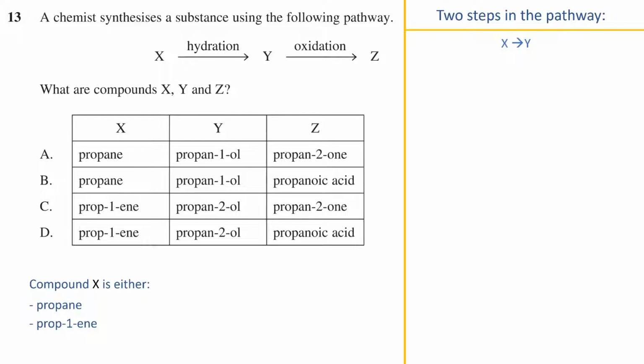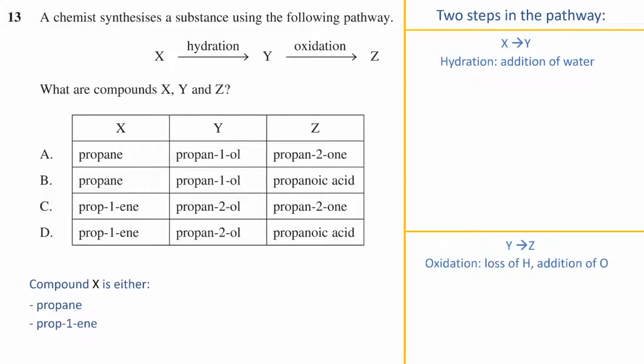Step 1 being X to Y, where X undergoes hydration, a process where water is added into the molecule. Step 2 being Y to Z, where Y undergoes oxidation, a process where one or more hydrogens are lost or oxygens gained in the molecule. Starting with the first step, we need to see whether propane or propene is the molecule that begins this process. In other words, we need to see which of these can actually undergo hydration.